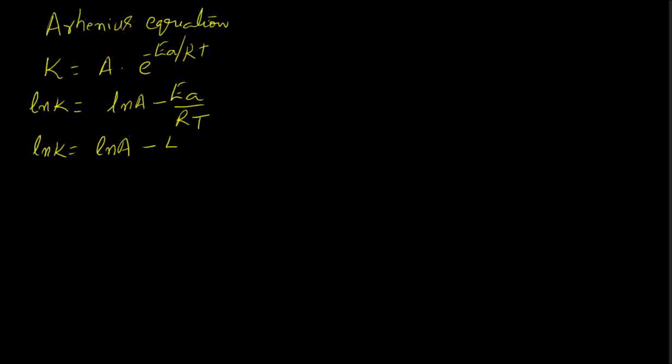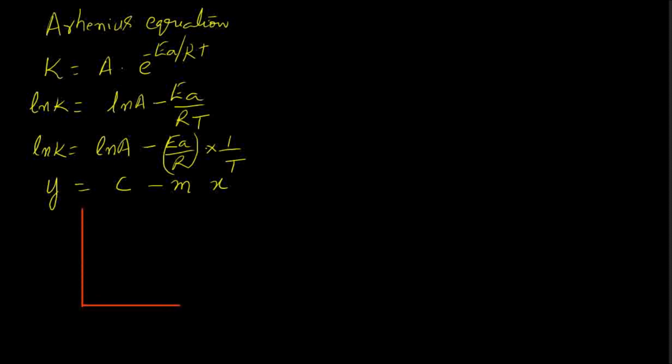Now, ln k equals ln A minus Ea by R into 1 by T. So this relation is of the form y equals minus mx plus c, where the slope is the m, 1 by T is the x, and ln A is the c. So this relation is represented by the graph.